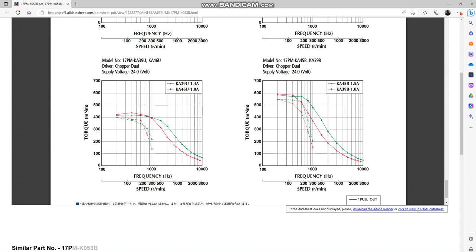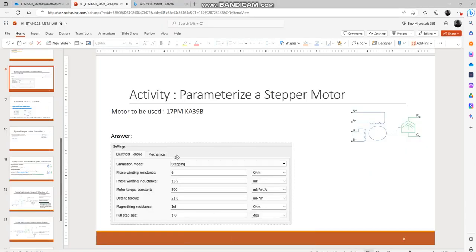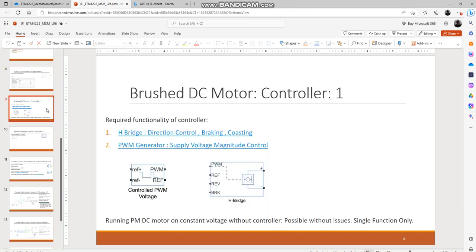So that's it with regards to parameterizing stepper motor. And once you find that and enter it, then you are clear to proceed to the next stage of connecting these motors with drivers, connecting the electrical components with the drivers and the mechanical components with inertias and mechanical references. So let's move on to discuss controllers.